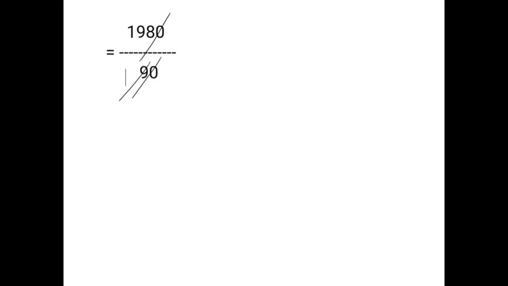9 ones are 9. 9 twos are 18. 19 minus 18, 1. 8 you have to bring down. Then 9 twos are 18. That is equal to 22.